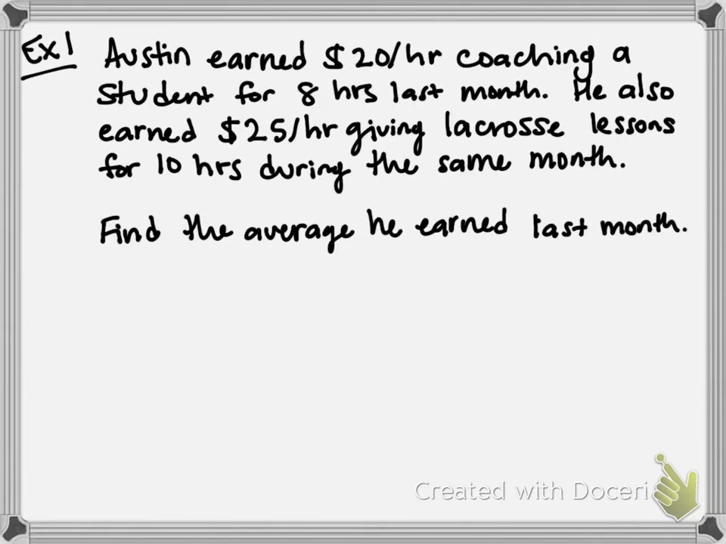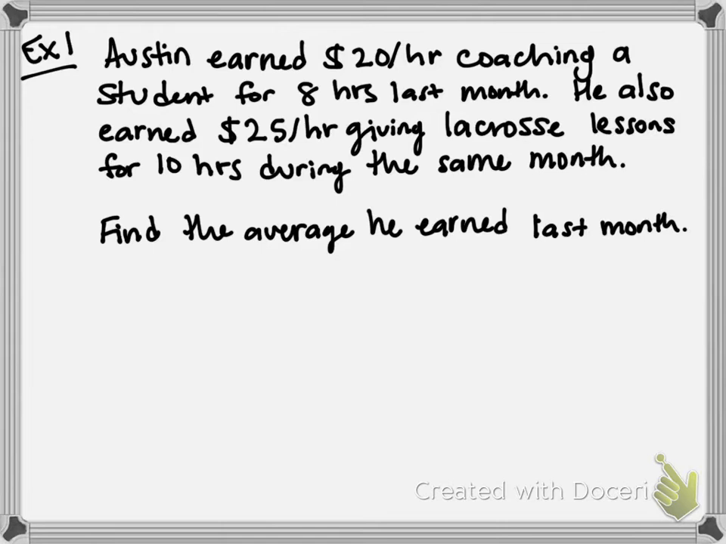All right, example 1. Austin earned $20 an hour coaching a student for 8 hours last month. He also earned $25 an hour giving lacrosse lessons for 10 hours during the same month. Find the average that he earned last month. So you might be tempted to add 20 and 25 together and then divide by 2, but we can't do that because those dollar amounts are not for the same number of hours.